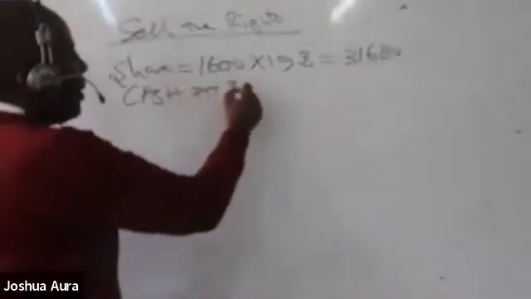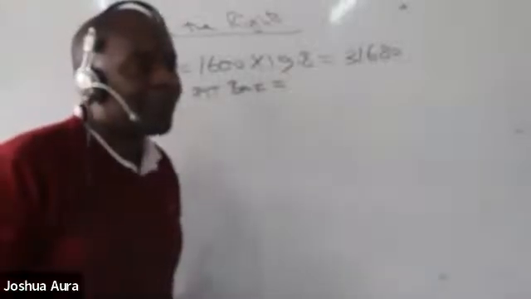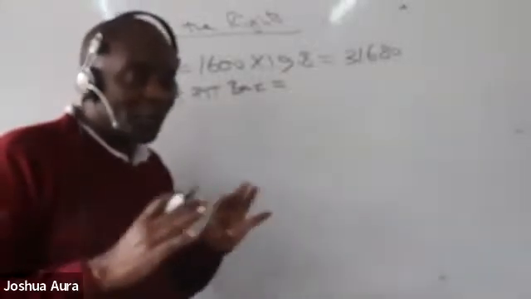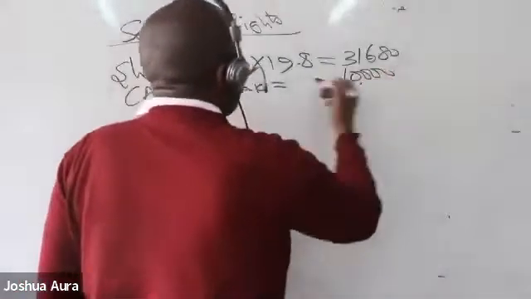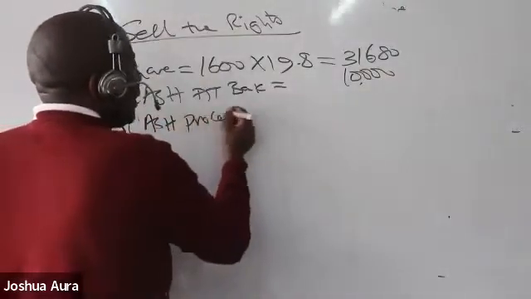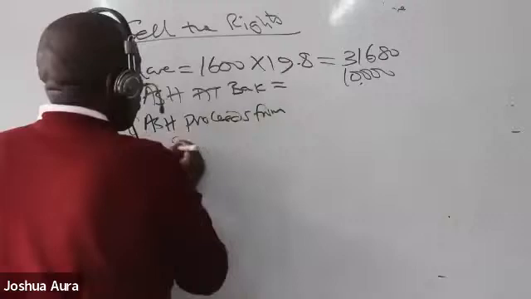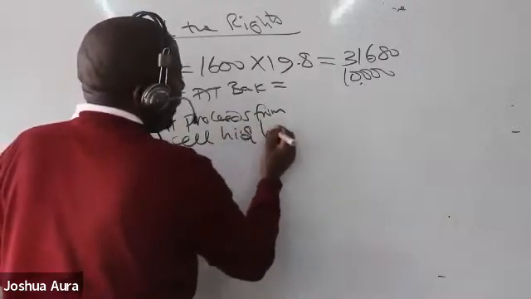And then we have cash at bank. Because remember, here we are not really going to touch that money, so cash at bank is 10,000. But now remember, there is also cash proceeds from selling his rights.